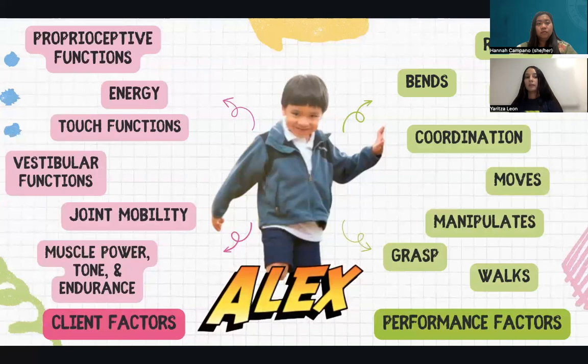So with these occupations in mind, some client factors and performance skills that may be hindering his ability to participate in these occupations are proprioception function, decreased energy, touch functions, vestibular functions, poor joint mobility, poor muscle power, tone, and endurance. For performance factors, he may be having difficulty with reach, bend, balance, coordination, being able to move, manipulate objects, poor grasp, and difficulty with walking.